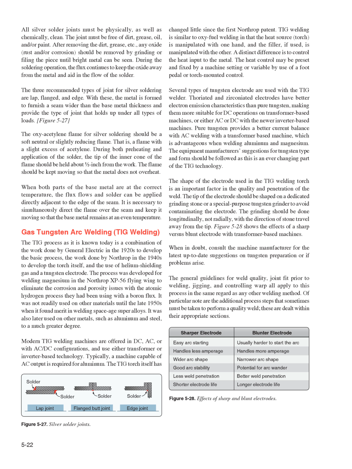The three recommended types of joint for silver soldering are lap, flanged, and edge. With these, the metal is formed to furnish a seam wider than the base metal thickness and provide the type of joint that holds up under all types of loads.